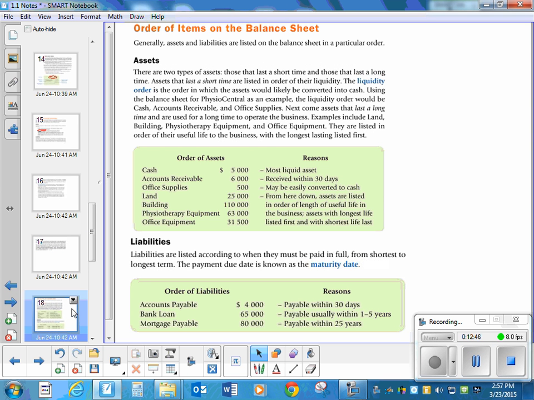Okay, we talked a little bit about the order in which things are listed in each section. And like I said, I'm not really fussy on this. It just tells you that the most liquid asset, meaning what can be turned into cash the quickest, goes first. And so they've given you an example here of the order that you could list your assets, and same with liabilities. Like I said, I'm not sticky on that.